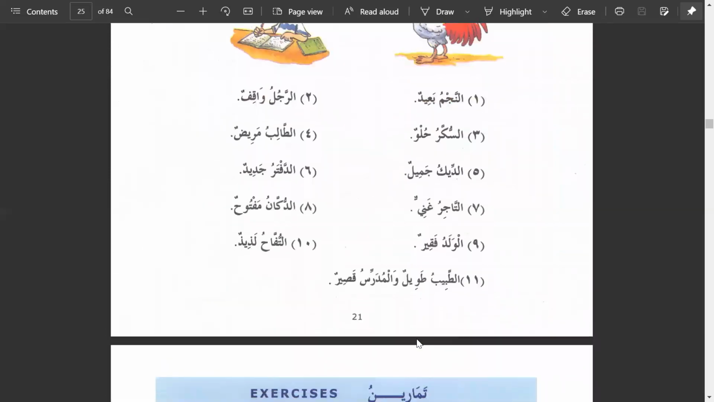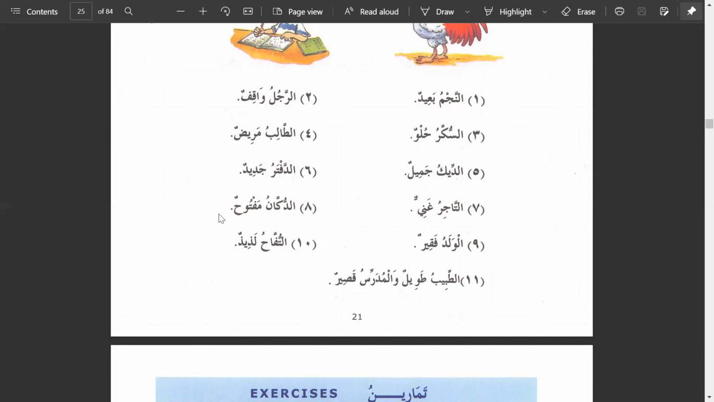Oh no, we have this part too. On page 21, we have this part too. An-najmu ba'idun, the star is far away. Ar-rajulu waqifun, the man is standing, right? Then as-sukkaru huluwun, the sugar is sweet. At-talibu maridun, the student is sick. Then ad-diku jamilun, the rooster is beautiful. Ad-daftaru jadidun, the office or the desk is new. At-tajiru ghaniyun, the businessman or the trader is rich.